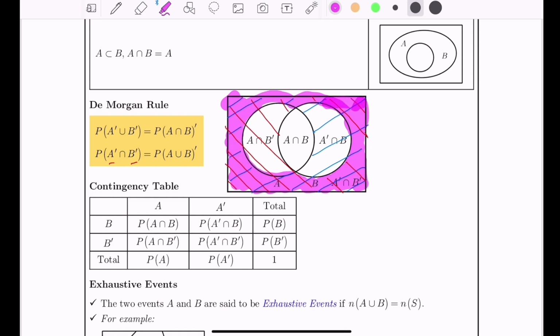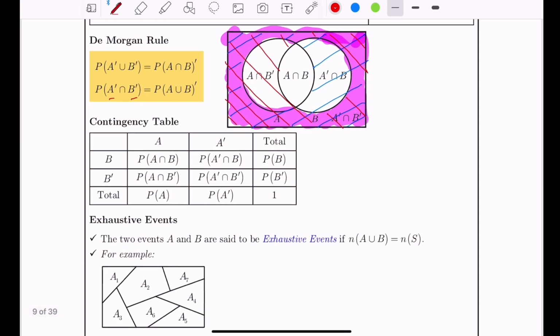So as we can see here, the shaded region is everything except for A union B. So that's why we get P(A union B)'. Okay, next we have the contingency table.